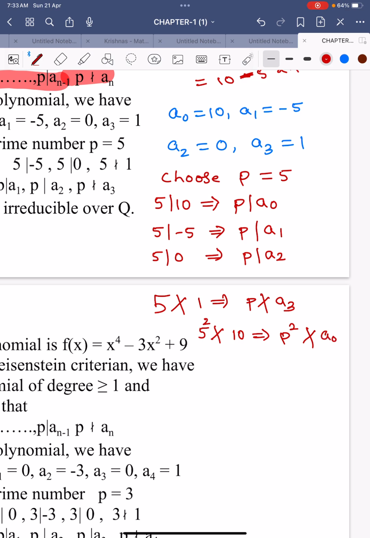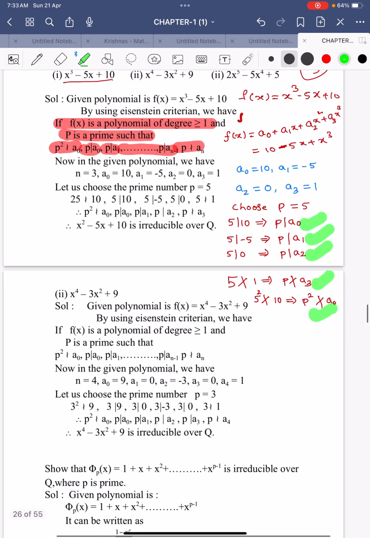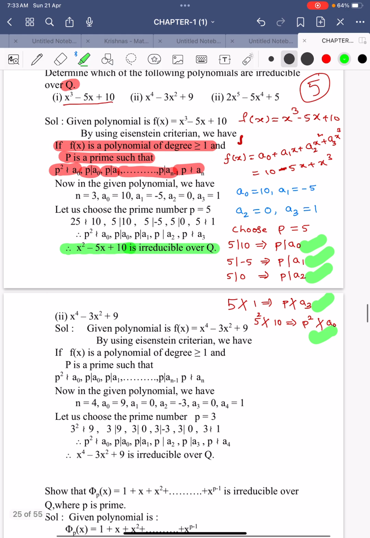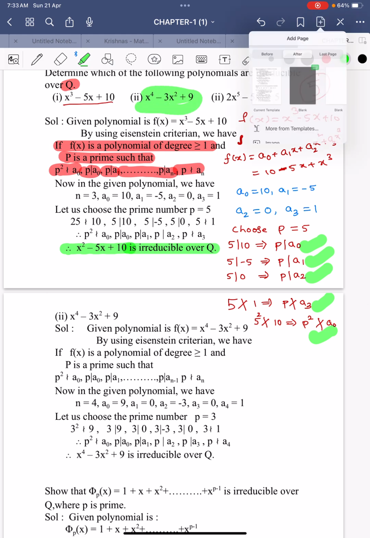So now you observe that p divides a naught, p divides a1, p divides a2, but p does not divide an and p square does not divide a naught. This shows the prime p satisfies all the properties of Eisenstein criterion. Therefore, x cube minus 5x plus 10 is irreducible over Q. Now let us check one more polynomial. This one, x power 4 minus 3x square plus 9.